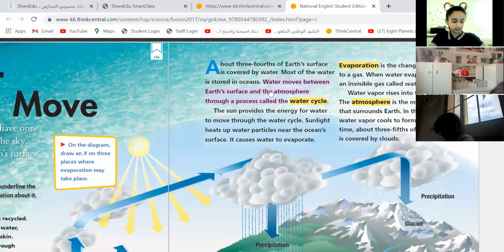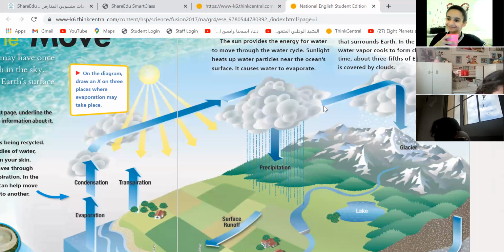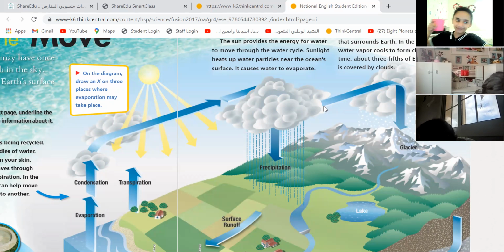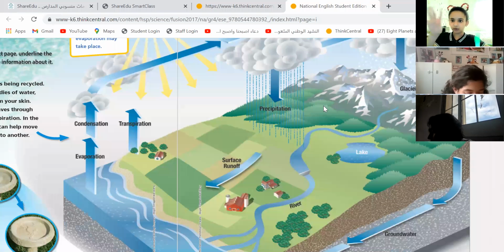Okay, ocean. Yes, water moves between Earth's surface and the atmosphere through a process called the water cycle. Excellent. That's it. So, first of all, the water moves around from the Earth's surface up to the atmosphere and back again through a process. What do I call it? The water cycle. Excellent, excellent.